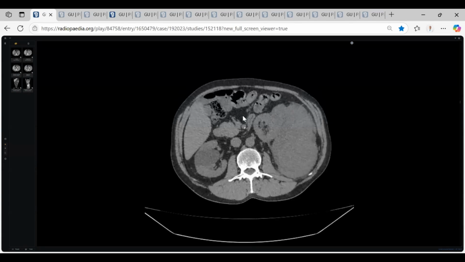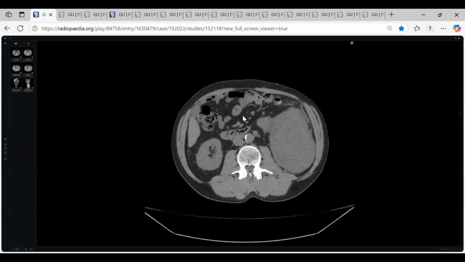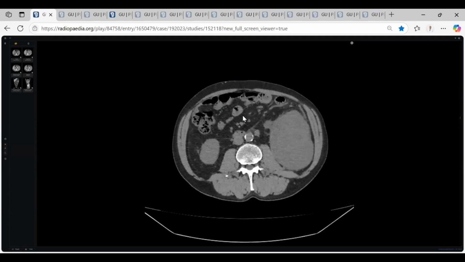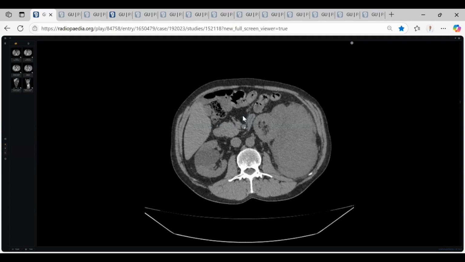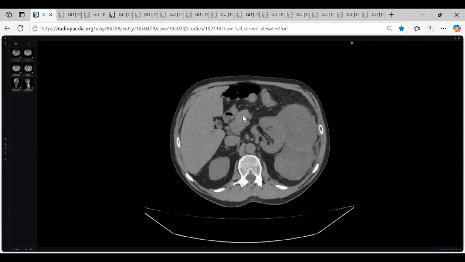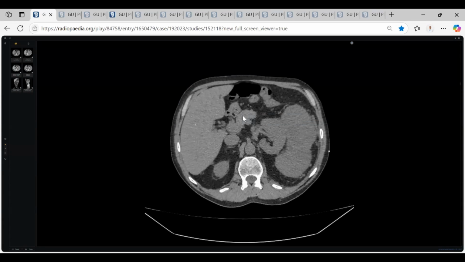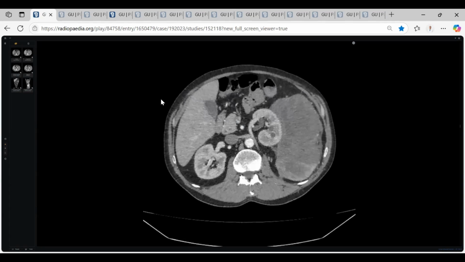There is another hypoattenuating lesion in the right kidney as well, involving the mid polar region of the right kidney. However, there is no definitive hydronephrosis in the bilateral calyceal systems, and no definitive lymphadenopathy on non-contrast images. Other organs appear unremarkable. I would like to see the contrast images.